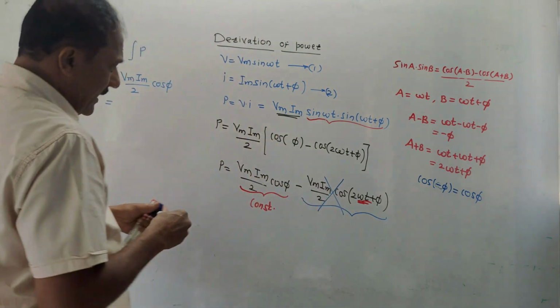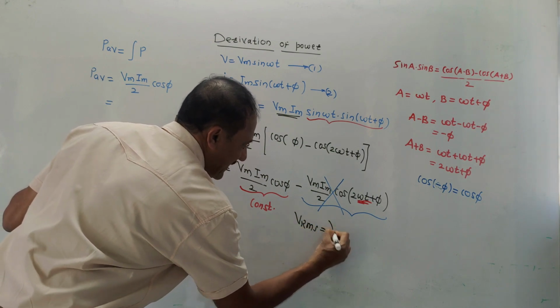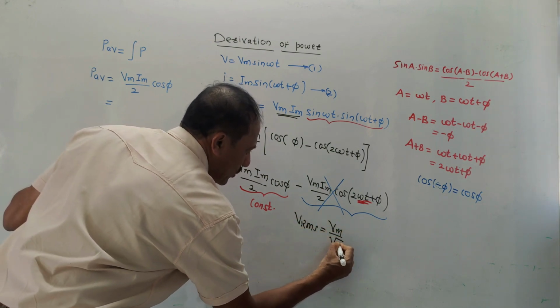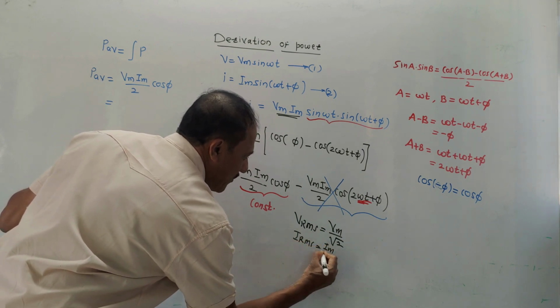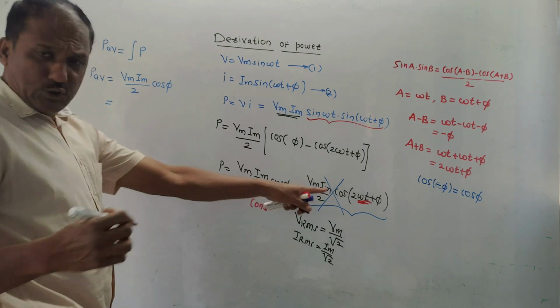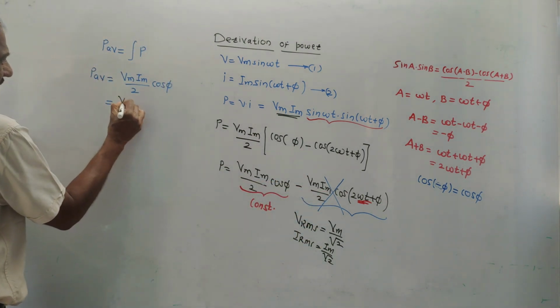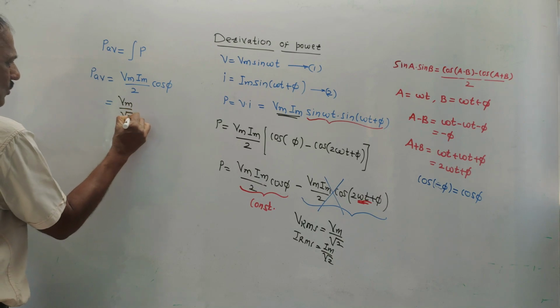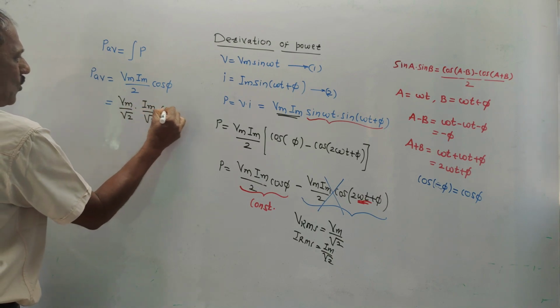Now I want to express these values in terms of RMS. We know that V RMS can be written as Vm upon root 2. Similarly, I RMS I can write as Im upon root 2. To obtain the expressions in terms of RMS values, I will split the equation like this: Vm upon root 2 into Im upon root 2 into cos phi.